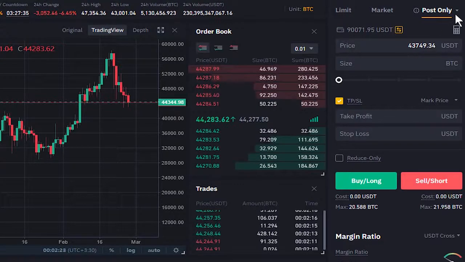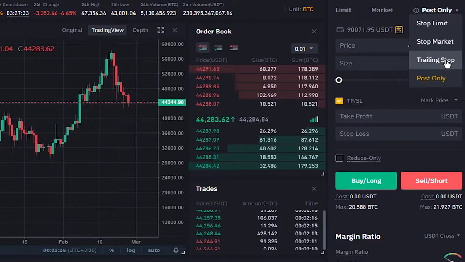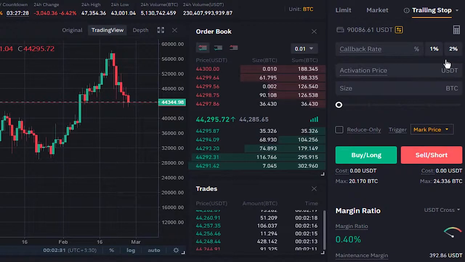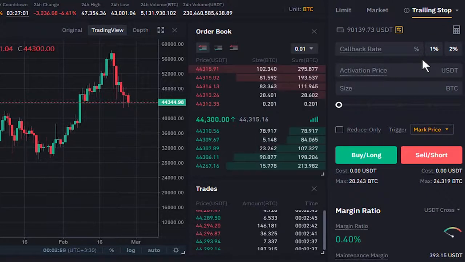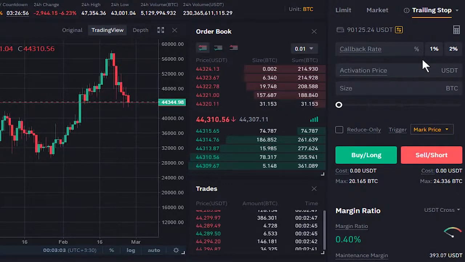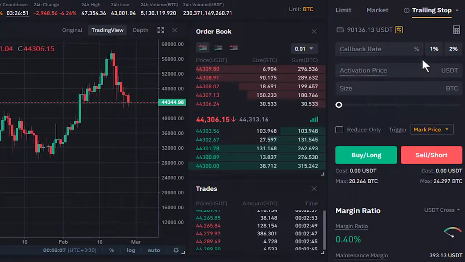Another order that we have here is trailing stop, and it's used to lock in profits and limit the losses. You give it a fixed percentage rate, and for example, when you have a long position and the price is moving up, your stop loss also moves up with the price. When the price stops or moves down, stop loss doesn't move.